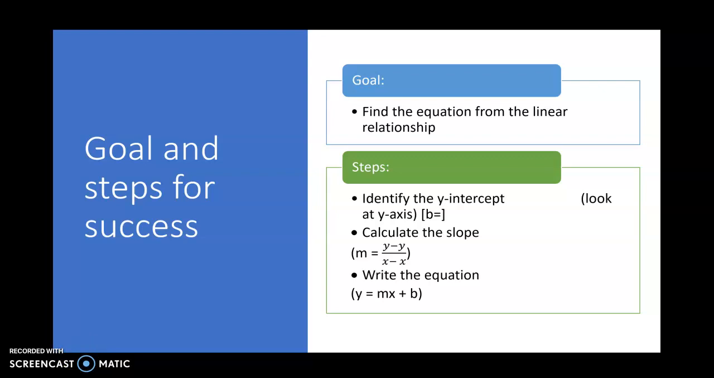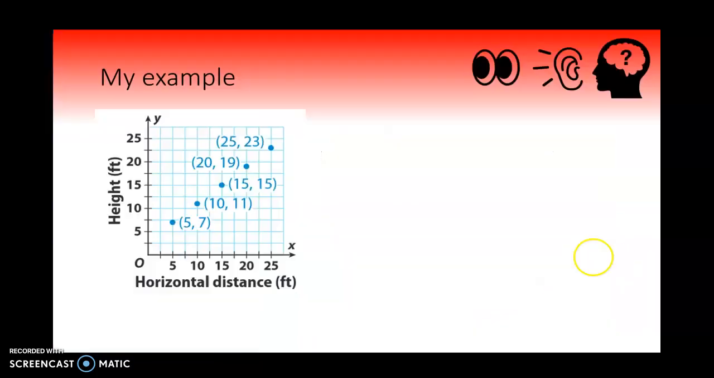We're going to find the equation from the linear relationship. So we're going to be basically doing everything that we have been doing the last few days. We're going to identify the y-intercept, calculate slope, write an equation. This is going to be more like this. We're going to calculate slope first, then find the y-intercept, and then write an equation.